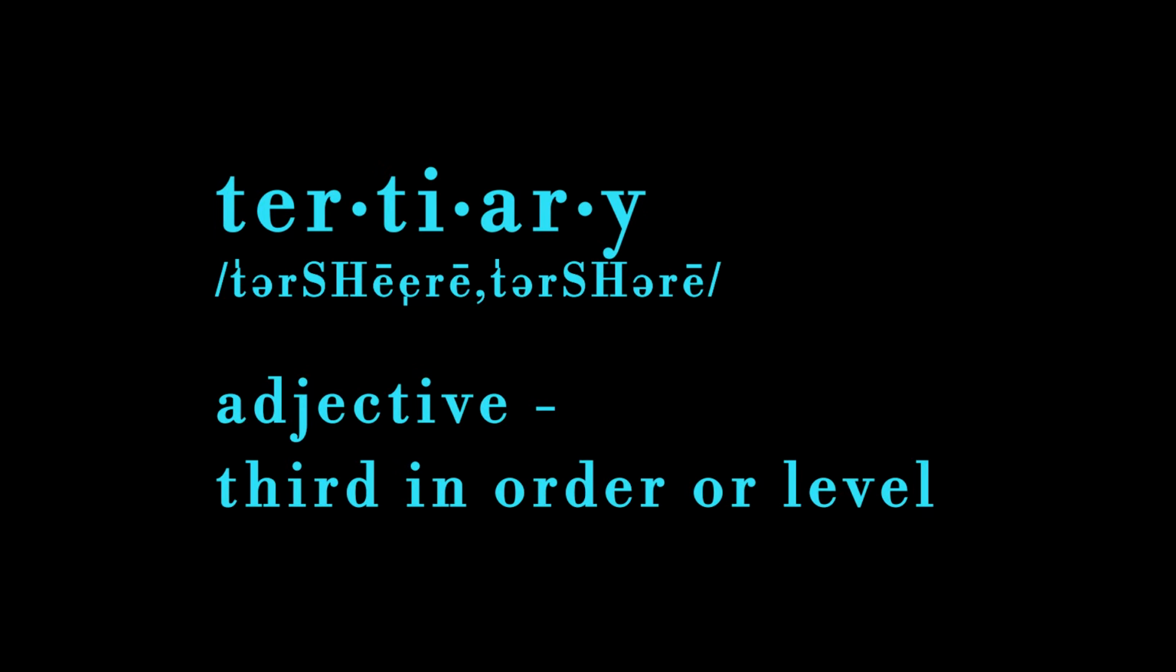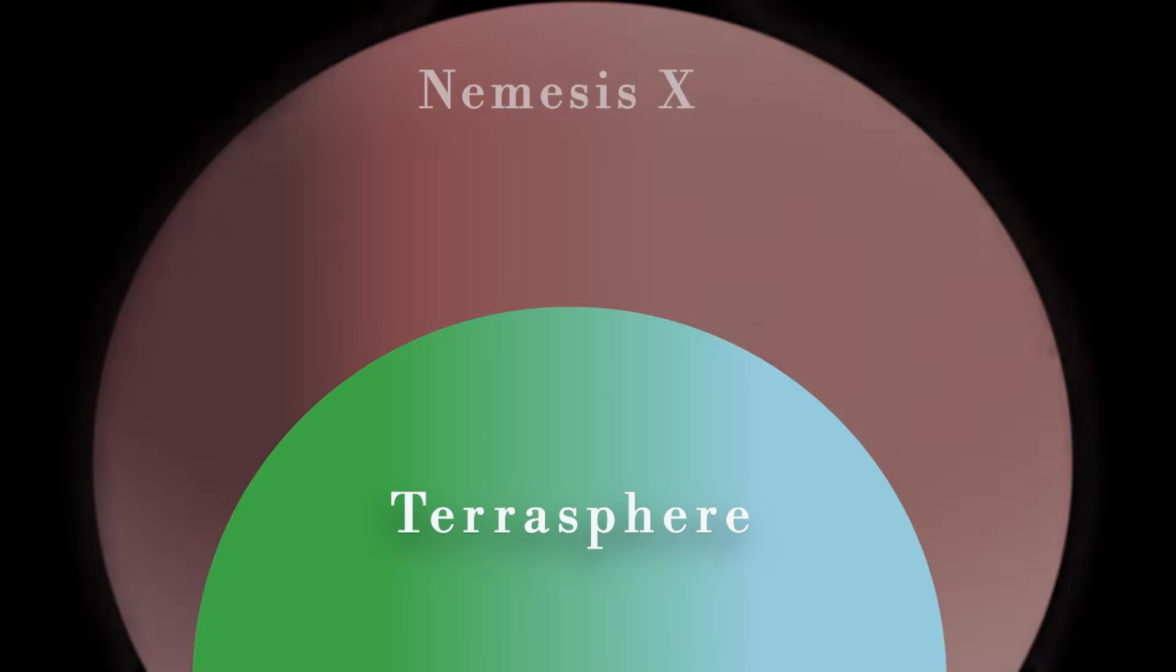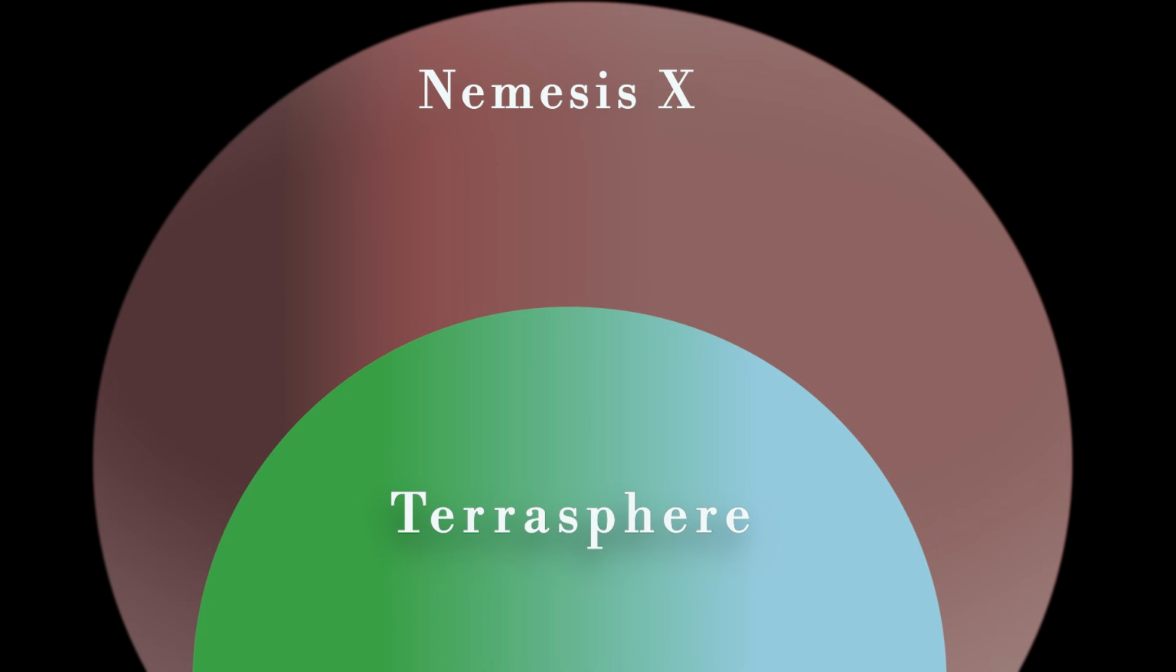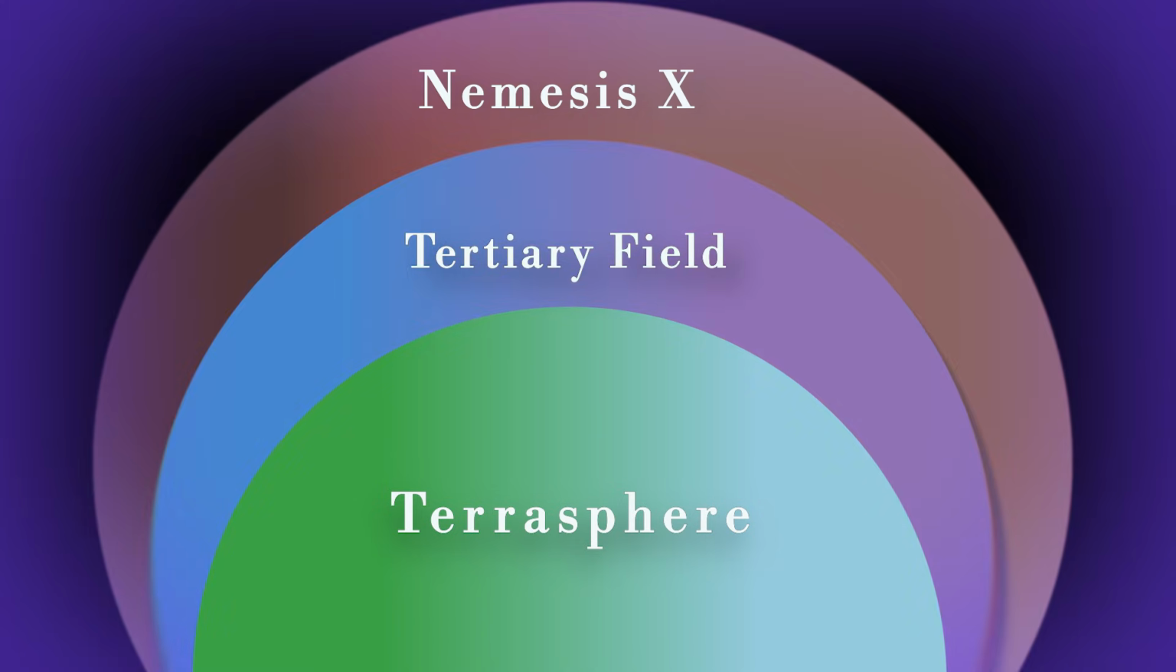We can say from our point of reference that the Terrasphere Earth is one, but when Nemesis X field comes into contact with ours, there's an overlay. The tertiary field during the 60-year window is where all the magic happens. The tertiary field is where all the phase transitions, the field interactions, and all the anomalies occur.